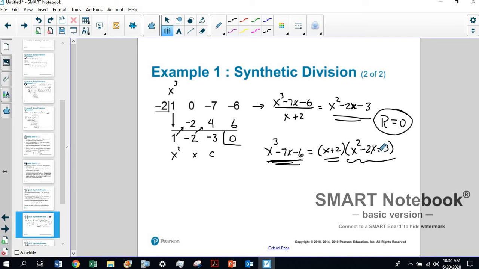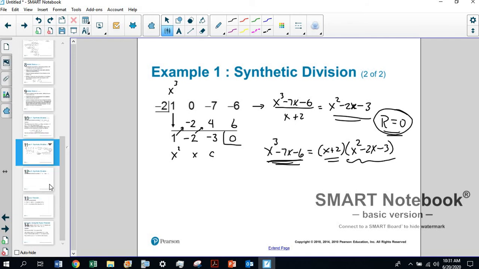And then I could factor this later because it's a quadratic, right? So this is a very powerful tool if you get a remainder of 0. You won't always get a remainder of 0, but we're going to talk about the factor theorem here in a minute, and that's what's going to lead to that. So you guys do a practice with synthetic division.